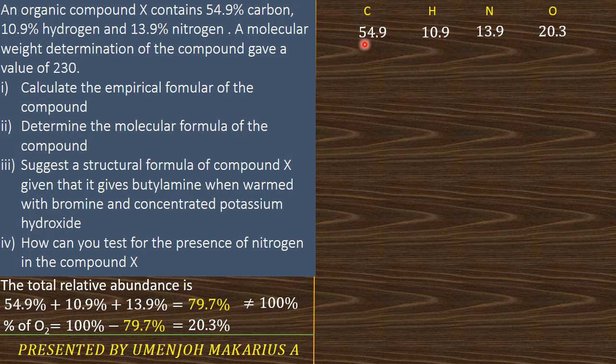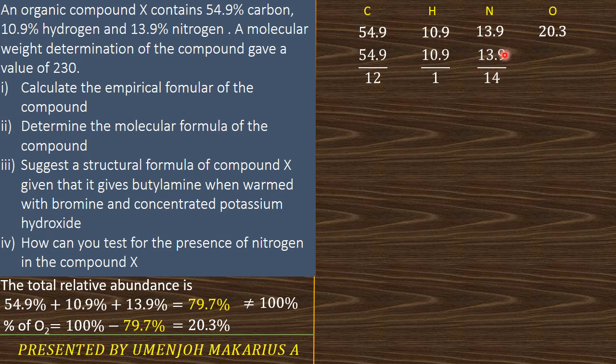The mass for carbon, as you all know, is 12, right? That for hydrogen is simply 1, so we divide 10.9 by 1, and 54.9 by 12. Then nitrogen is 14, sorry.